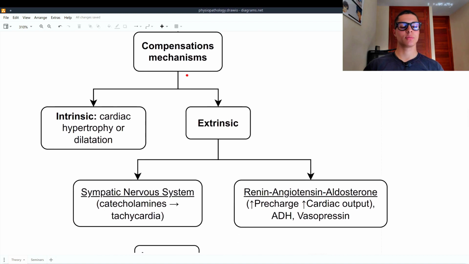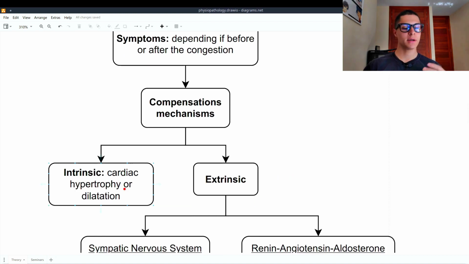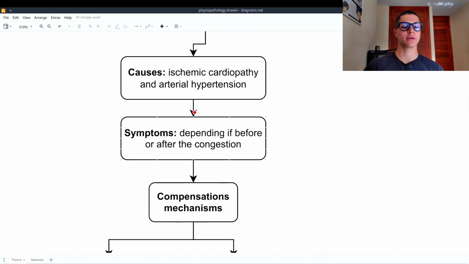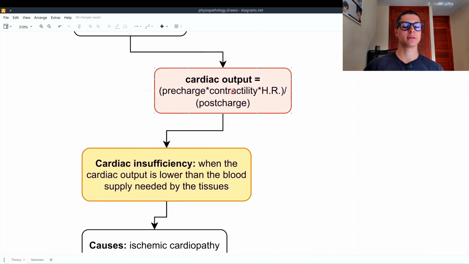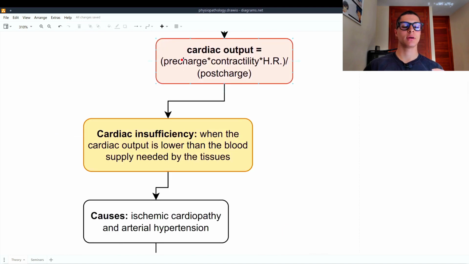Compensation mechanisms, we have intrinsic ones, the cardiac hypertrophy or dilation. Basically, what it says here is that the heart tries to compensate via hypertrophy, so increasing the contractility, or via dilation, which indeed is increasing the pre-charge. Because if you increase the post-charge, you're going to decrease the cardiac output.